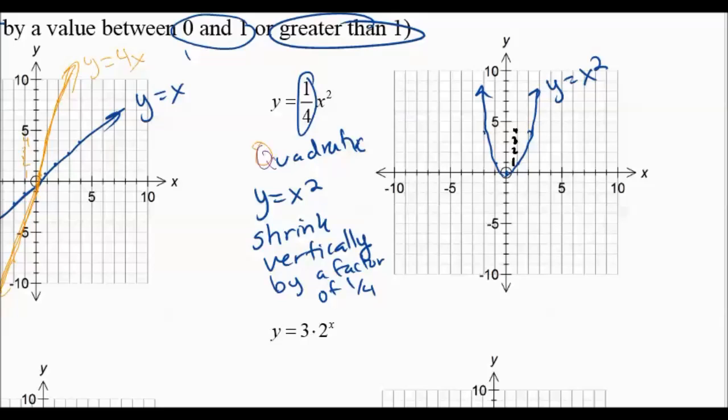it's really just telling me to take those values and divide them by 4. So if y is 0 and you divide it by 4, it's going to stay 0. So that point doesn't change. If y is 4 and you divide it by 4, it's now going to become 1. If y is 16 and you divide it by 4, then it's going to become 4. Or if y is 3 and you divide it by 4, it's going to become 3/4.